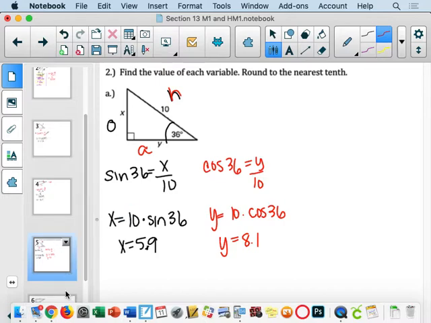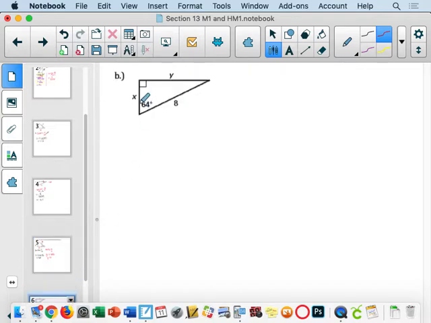So let's label B together here. If I'm going to solve this, I know that 8 is my hypotenuse. Y from 64 is the opposite, and x is the adjacent. So I'd like you to take a couple minutes here and solve for x and y on example B and C.